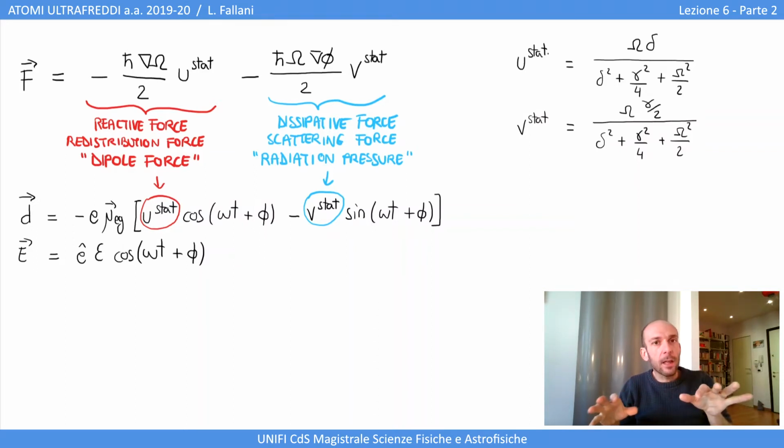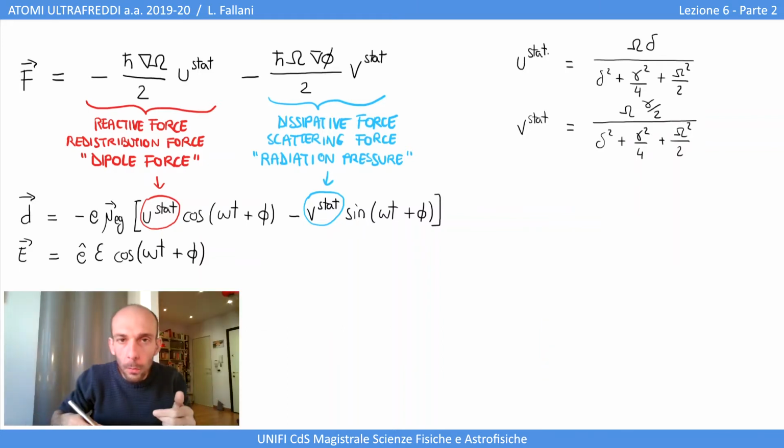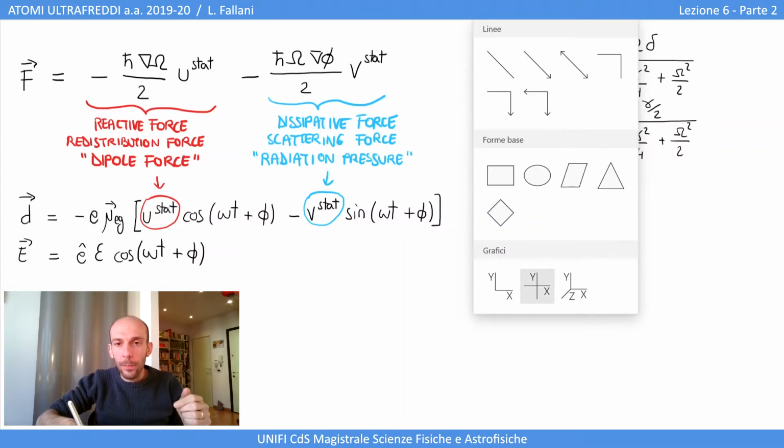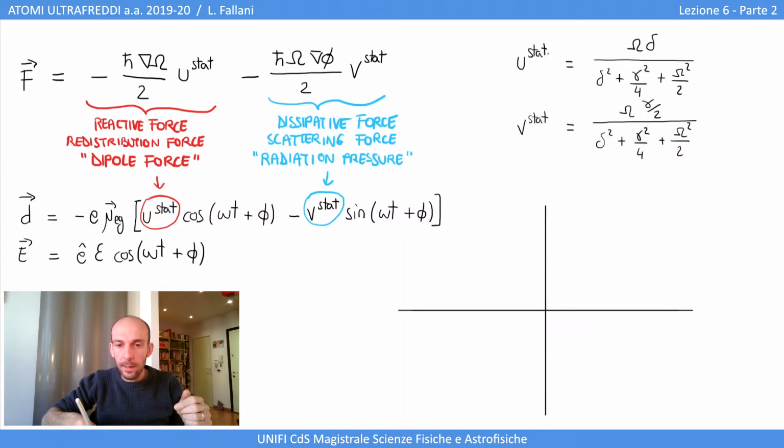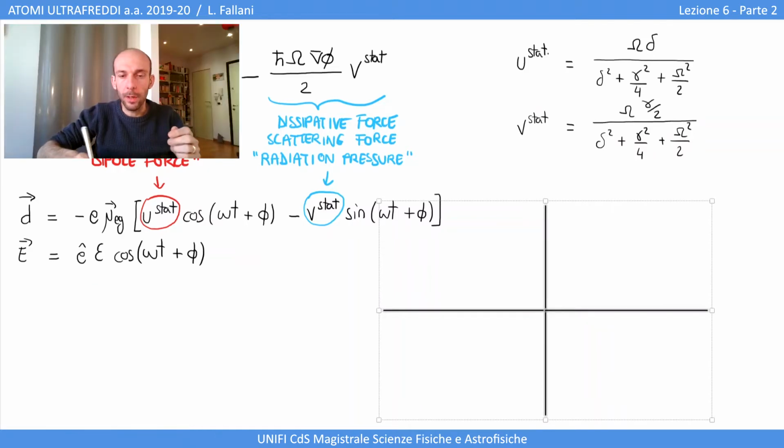And before discussing fully and in detail these two forces in a separate way, let me discuss a little bit more about this in phase and out of phase contribution to the electric dipole. For instance, let me draw what is the dependence of these two components, u and v, on the laser parameters and specifically on the detuning. So I will sketch a drawing now, and let me draw some axes. Here we'll plot the u and v components as a function of delta.